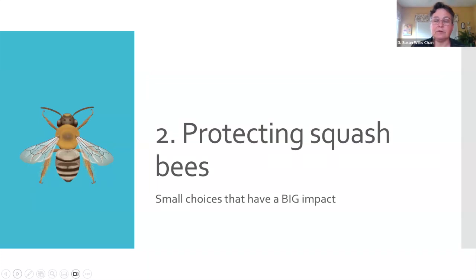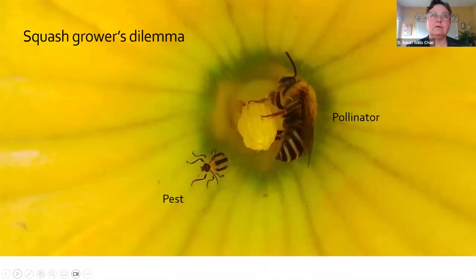Okay, let's move on to how to protect squash bees. First of all, I want to establish that I understand what a squash grower's dilemma is. A grower has to protect their crop against pests, and they also have to protect the pollinator of the crop from pesticides, which are often used to protect the crop against pests. This is the eternal dilemma that we have.